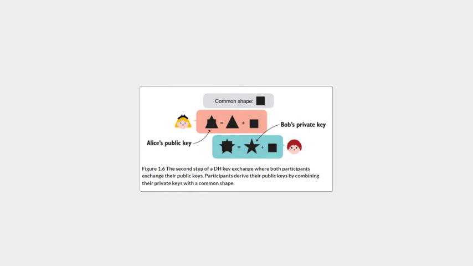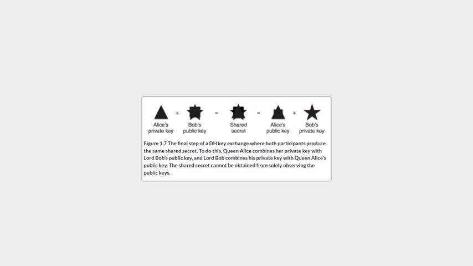Once they chose their private keys, they both individually combine their secret shape with the common shape they initially agreed on using the square. The combination results in unique shapes representing their public keys. Queen Alice and Lord Bob can now exchange their public keys, hence the name key exchange, because public keys are considered public information. I illustrate this in Figure 1.6. We are now starting to see why this algorithm is called a public key algorithm. It is because it requires a key pair comprised of a private key and a public key.